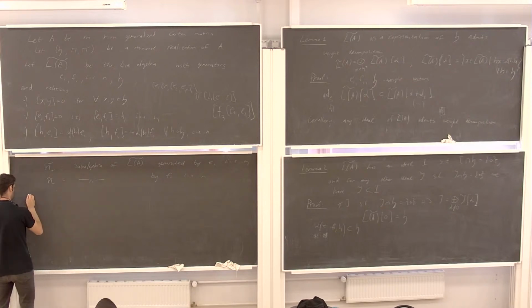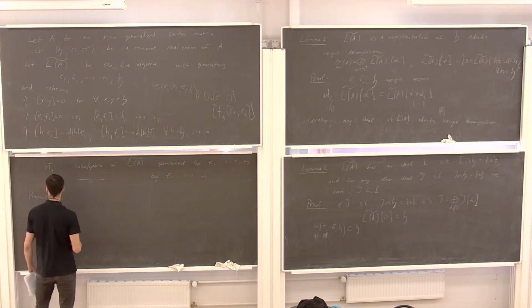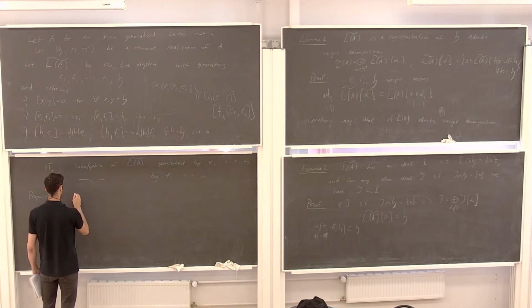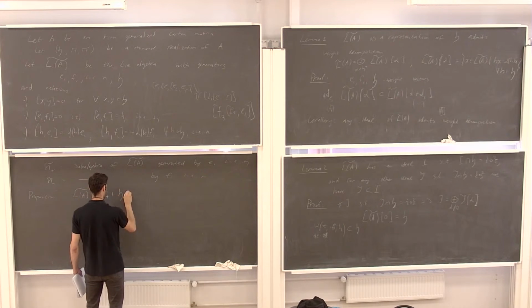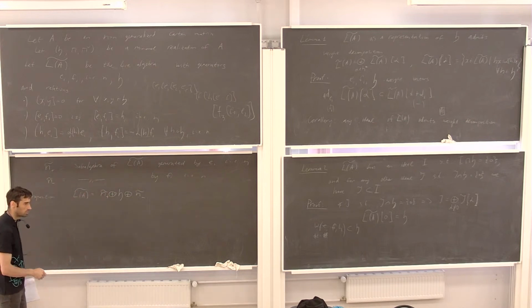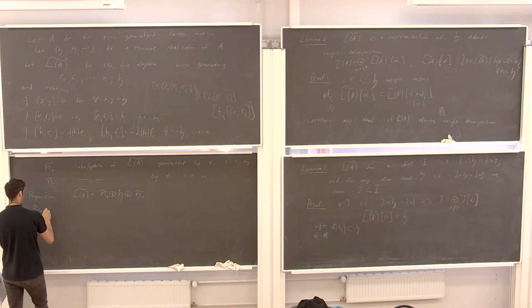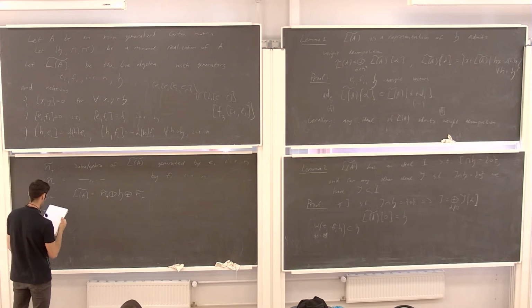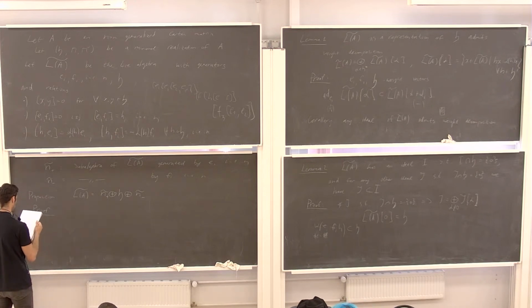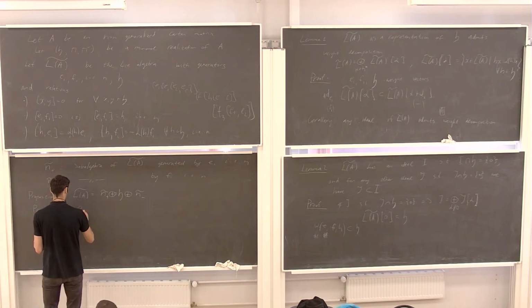Then I have another proposition which says that L of A tilde is n plus tilde plus h plus n minus tilde. Okay, so let's prove this. So I would like to claim the following. So claim.